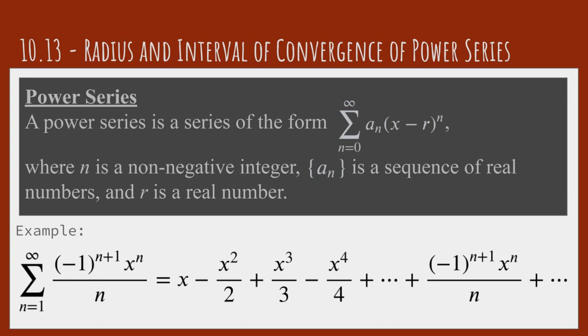So it's going to be in this form where it's going to be something times x to the nth power, or we might have x minus something, and remember, if we do x minus r, that's going to shift it to the right r units. So we might be shifting it a little bit, but the idea is it's essentially an infinite polynomial.